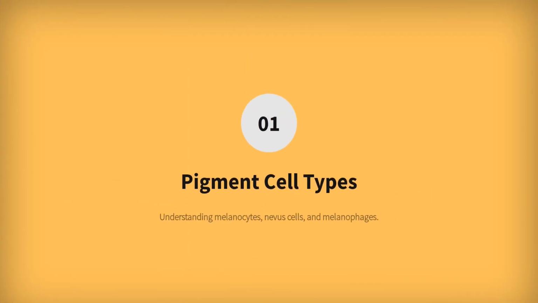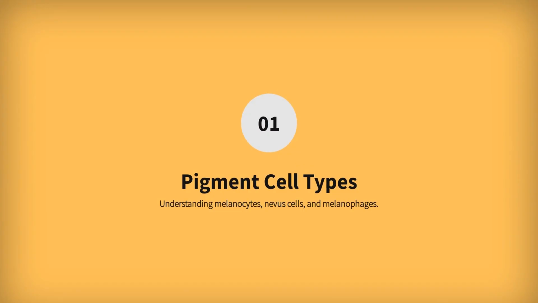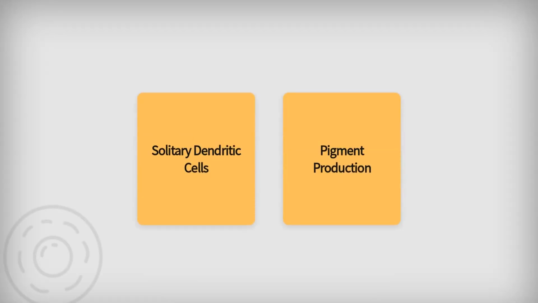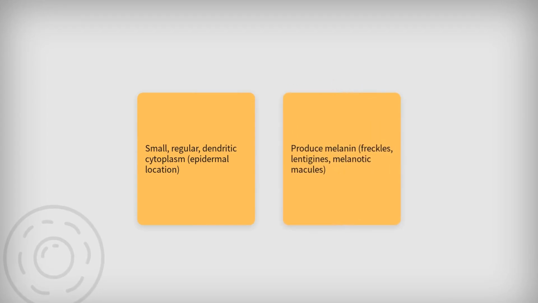To begin, we need to understand the different pigment cell types found in the skin. What distinguishes melanocytes, nevus cells, and melanophages? And how do they shape the appearance of benign pigmented lesions? Here's how melanocytes function and contribute to skin pigmentation. Solitary dendritic cells are small and regular, with dendritic cytoplasm typically found in the epidermis. Pigment production by melanocytes leads to features like freckles, lentigines, and melanotic macules.